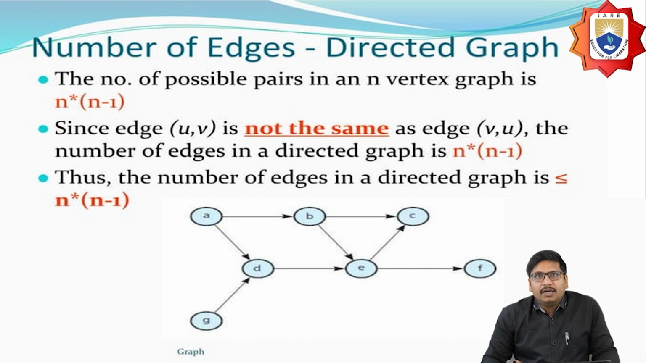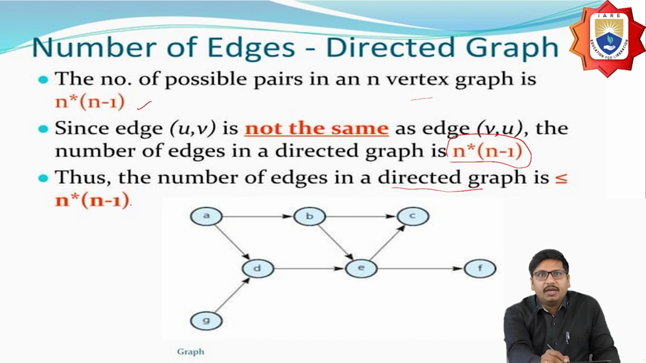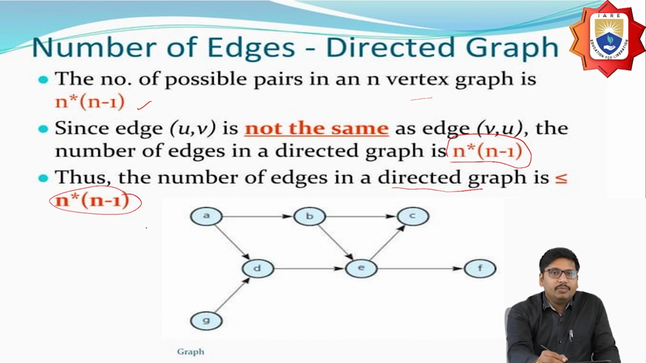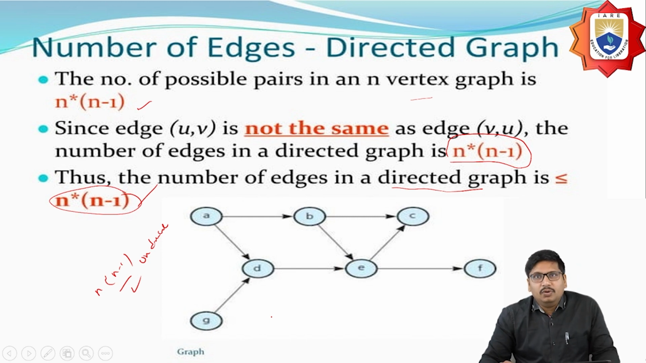So how are we going to calculate the number of edges in directed graphs? The number of possible pairs of an n vertex graph is given by this. Since the edge uv is not the same as vu, the same equation is going to be considered in a directed graph as well. The number of edges in a directed graph is given by n into n minus 1, not n into n minus 1 by 2 as in the case of an undirected graph. So in a directed graph it should be n into n minus 1 only.